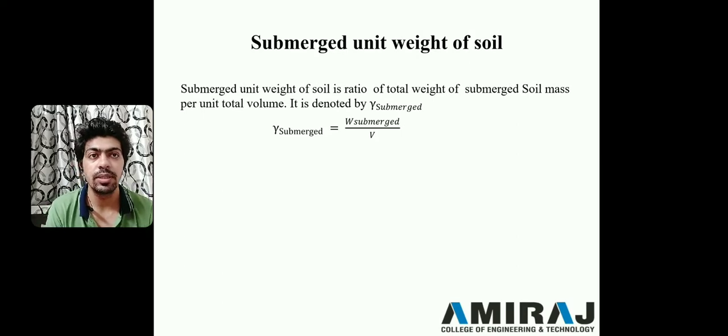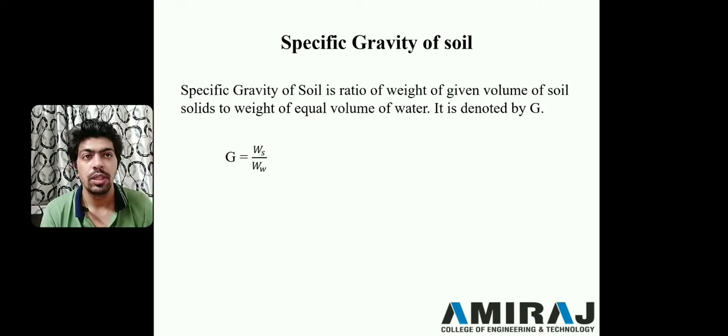Next term, that is submerged unit weight. Now submerged unit weight, as we know, is the ratio of total weight of submerged soil mass divided by total volume. Next one, that is specific gravity of soil mass.